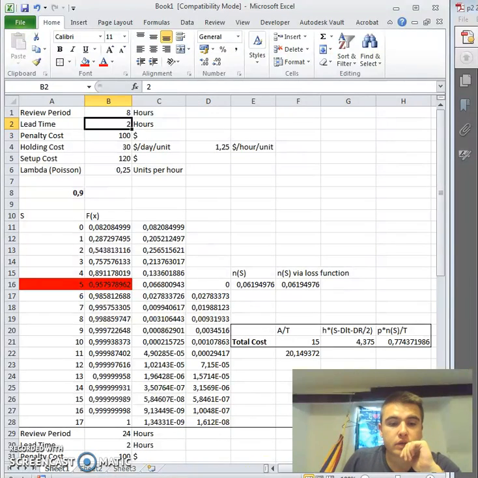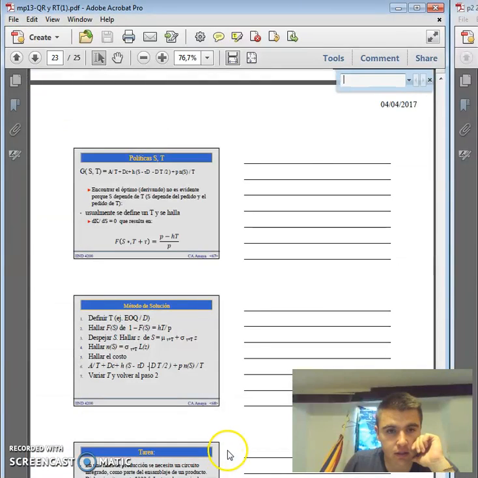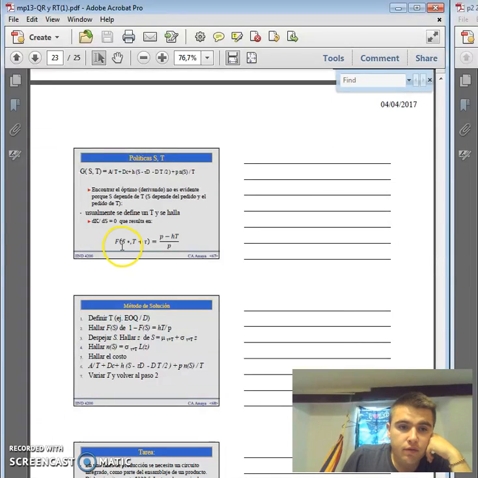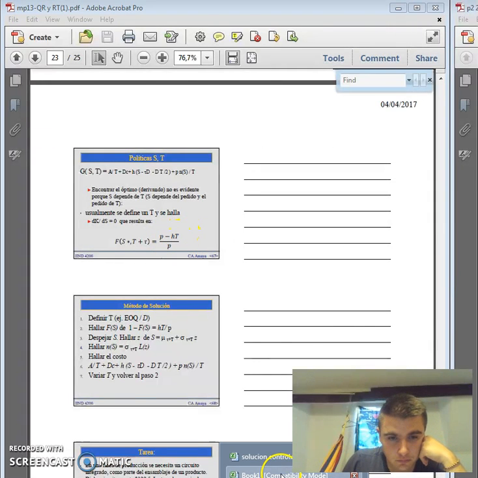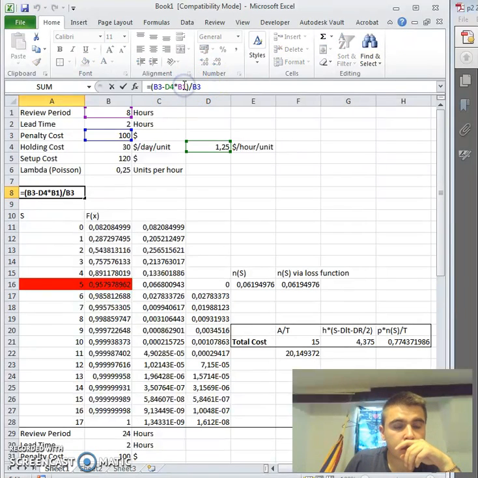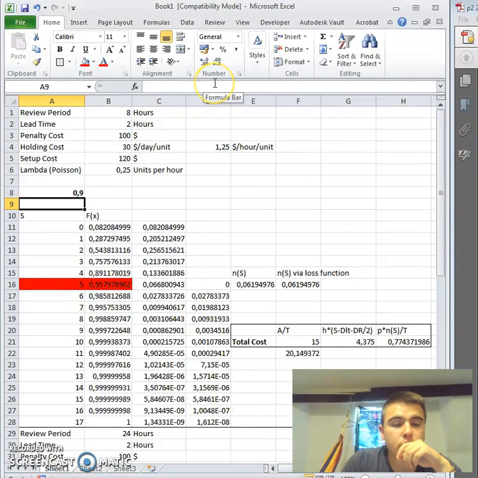So first of all, we will have to find the S, and we will do this by using the following formula, which is given in the slides: F of S star, for T plus T, is (P minus HT) divided by P. So this is basically what we do here. We take the penalty cost, which is 100, we subtract the holding costs during the lead time, so H times T, which is 1.25 times 8, and we divide it by the penalty cost. What we get is 0.9.